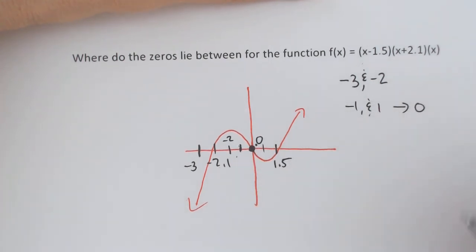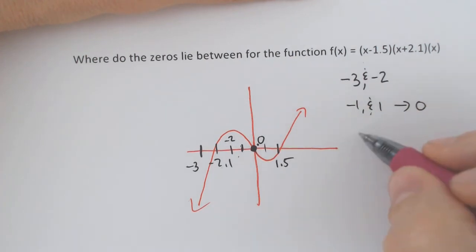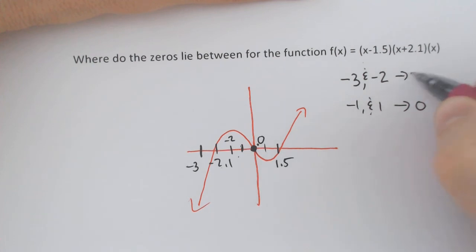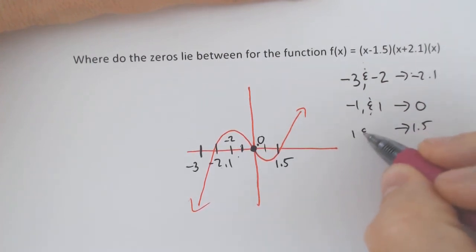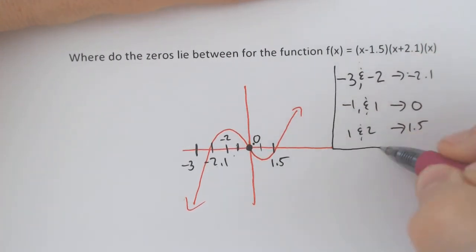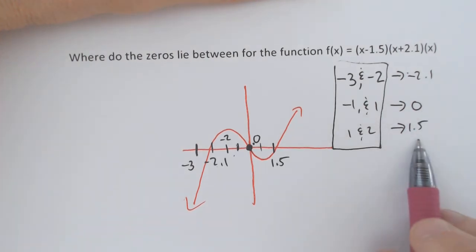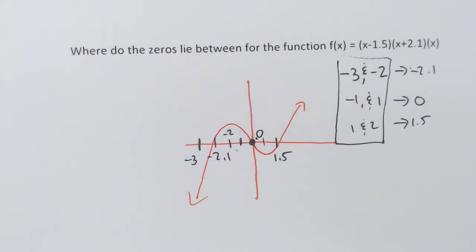That's your 0. And then it goes between for the 1.5. Well, 1.5 is in between 1 and 2. Okay? So your 3 answers that you should really have would be these right here, and they relate to the 2.1, the 0, and the 1.5, respectively. We got one more, and then we're done.